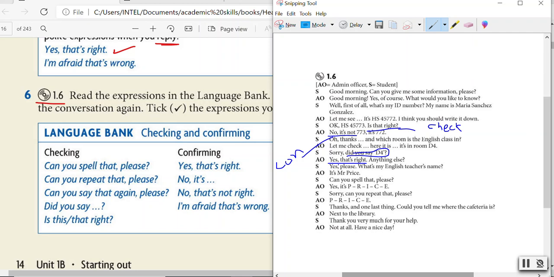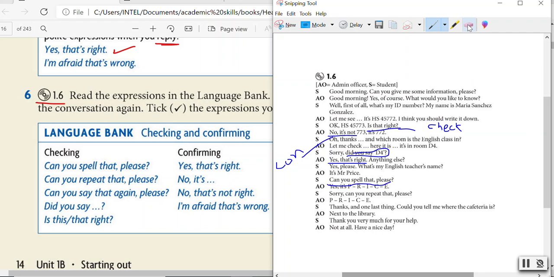Yes, that's right. Belongs to confirming. Okay, anything else? Yes, please. What's my English teacher's name? Mr. Price. Can you spell that, please? This one, this question belongs to what? Belongs to checking.